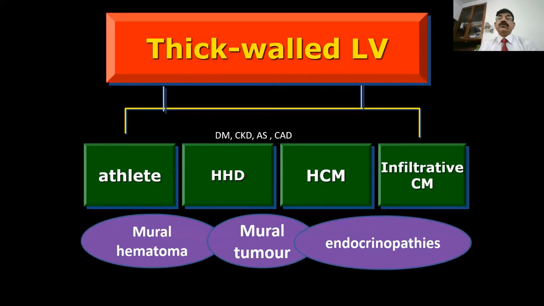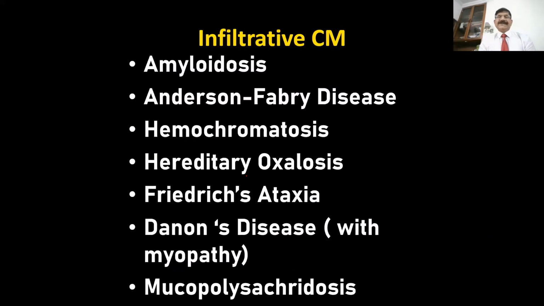And don't forget, pseudohypertrophy can be present not only in myocarditis and immediately following acute myocardial infarction due to reperfusion injury, but also you can have a non-compaction of the left ventricle. Infiltrative cardiomyopathy, we all should remember, amyloidosis is the top. The other conditions are Anderson-Fabry disease, hemochromatosis, hereditary oxalosis, Friedreich's ataxia, Danon's disease with skeletal myopathy, mucopolysaccharidosis, and glycogen storage disease.